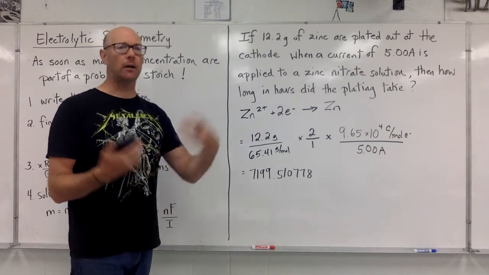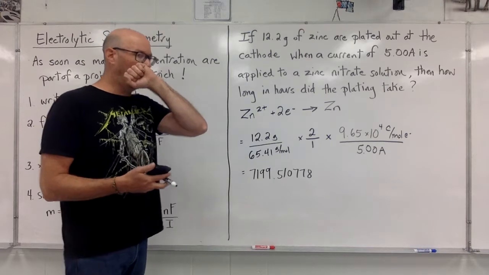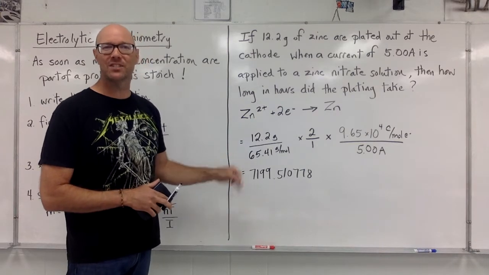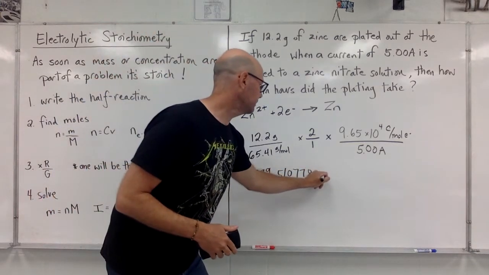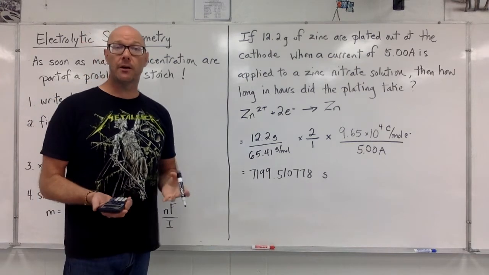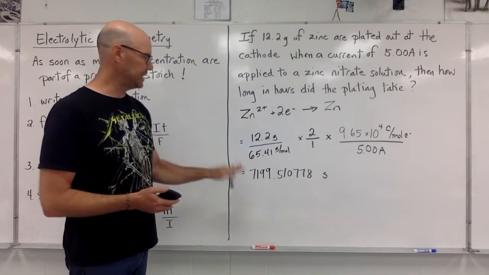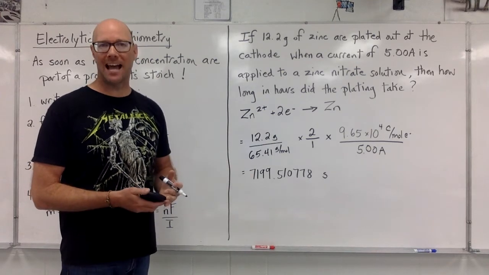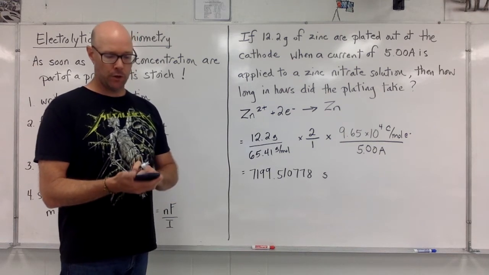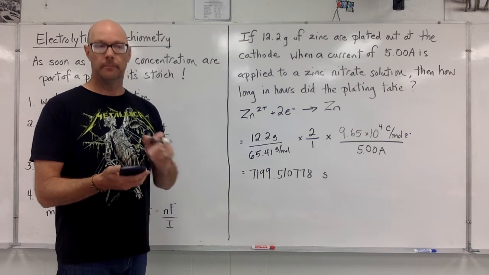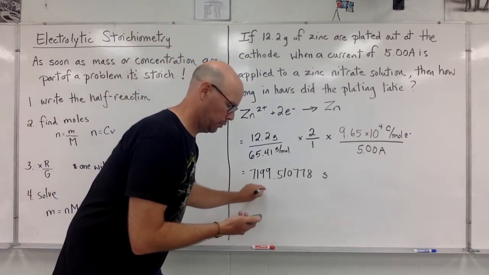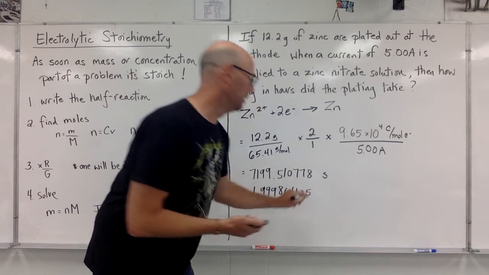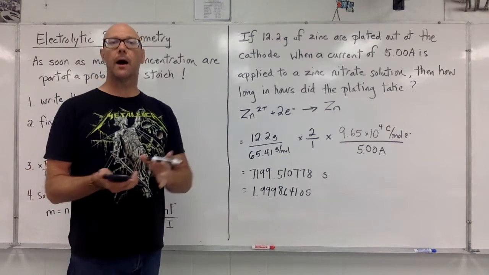If the question simply said, how long does it take, we would stop. However, because the question specifically says, how many hours did it take, we need to convert these seconds into hours. There's 3,600 seconds in an hour. So I'm going to take this raw answer in seconds and divide it by 3,600 to convert it into hours, which equals 1.999864105 hours. There's our raw answer now in hours.